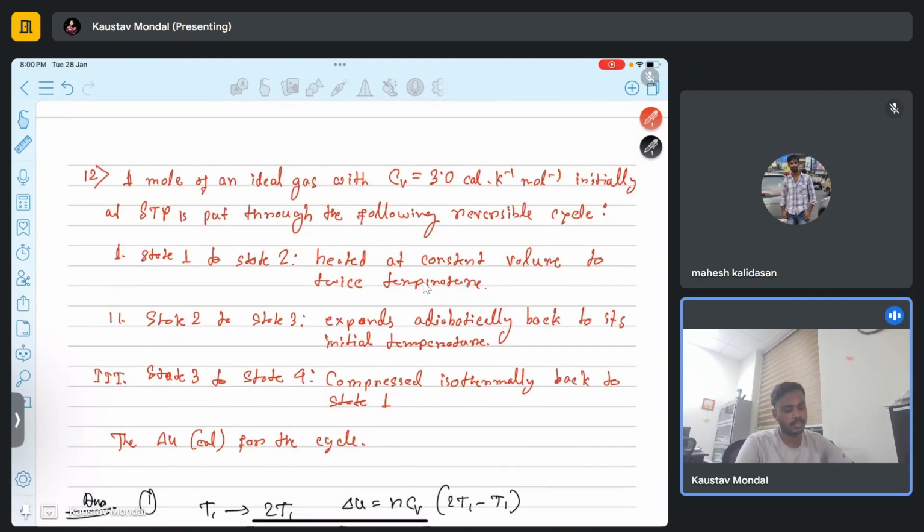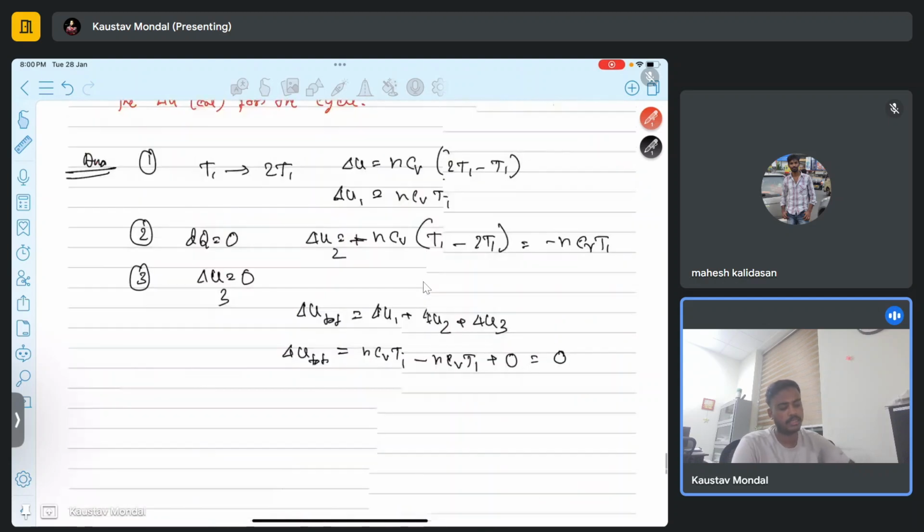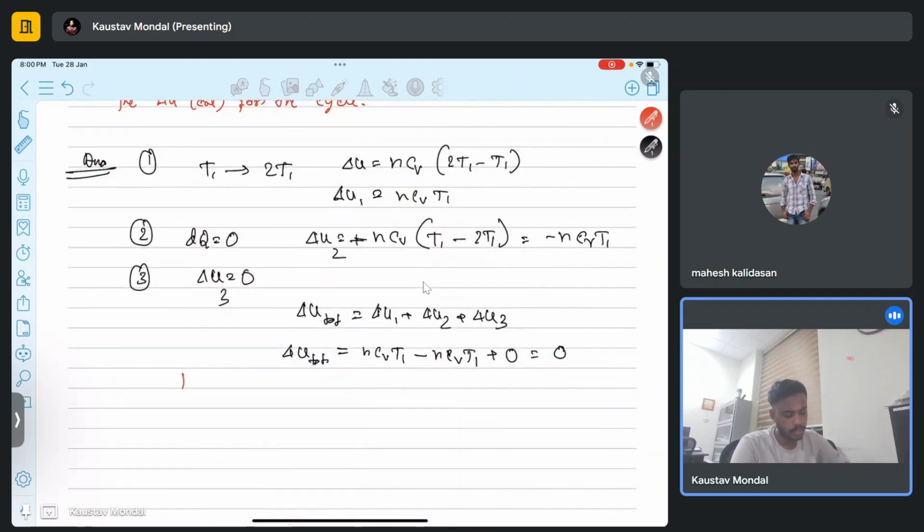You can see the state starts from 1, then it goes to 2, then from 2 it goes to 3, and then again from 3 it comes back to state 1. So what does that mean? That means 1 to 2, 2 to 3, 3 to 1, which means it's a cyclic process, right?